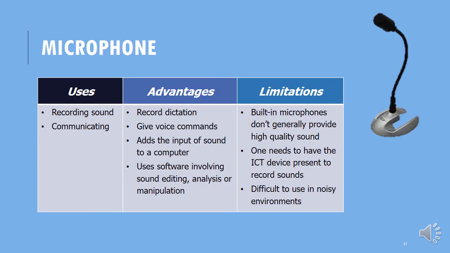Last of all, the microphone. It allows you to record sound and to communicate. The advantages are you can also record dictation. Some bosses like to dictate letters to their secretaries, and they record it and then give it to them. And you can also give voice commands.